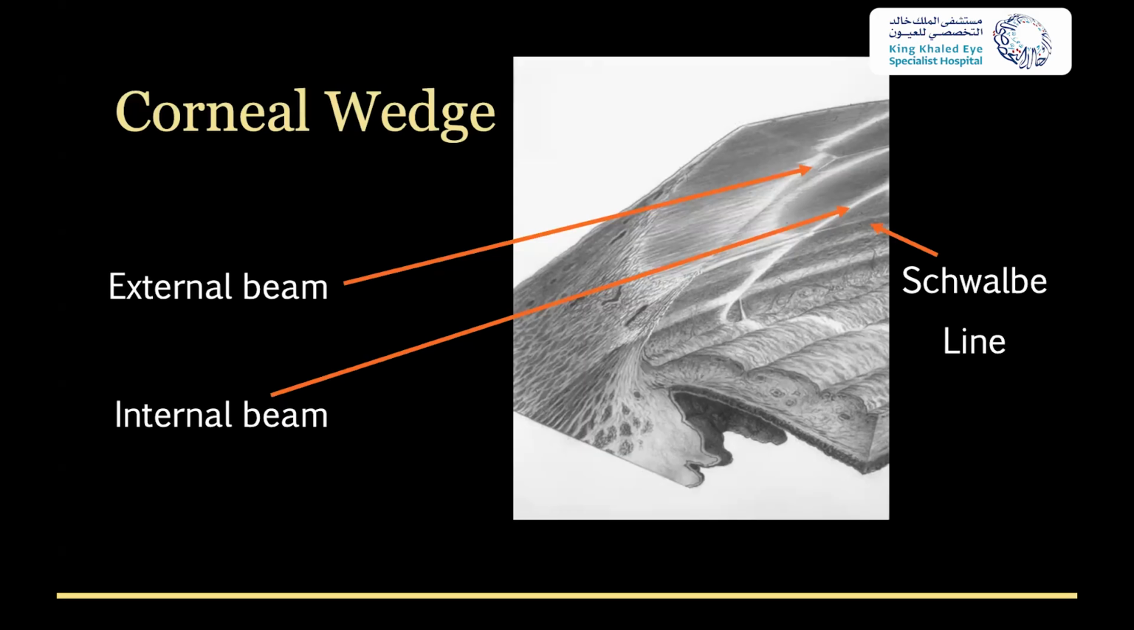So the corneal wedge is a way to identify the front of the trabecular meshwork if you're struggling, either because the patient has no pigment, like a 13-year-old patient, or a patient has tons of pigment and you don't know what's what.